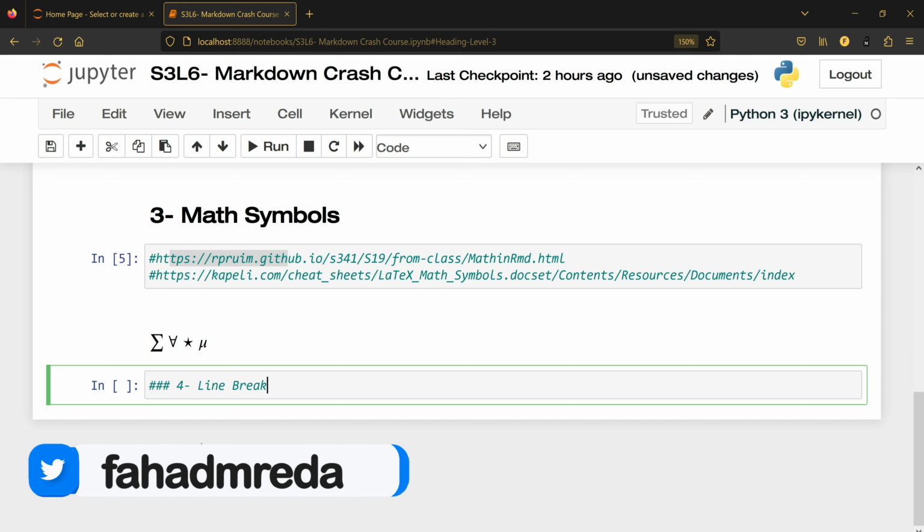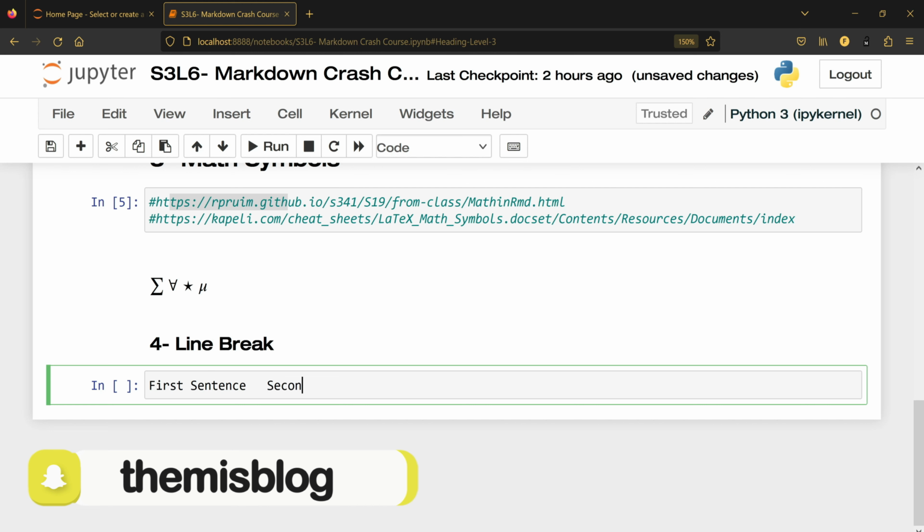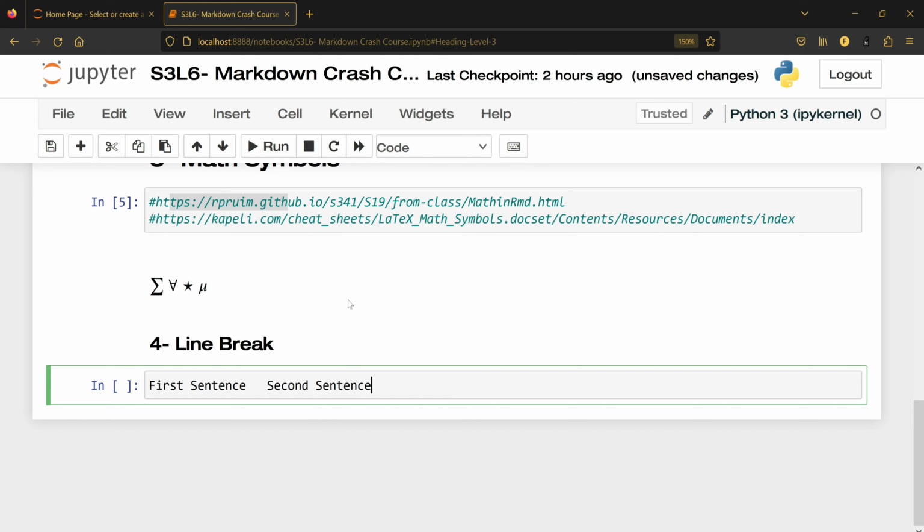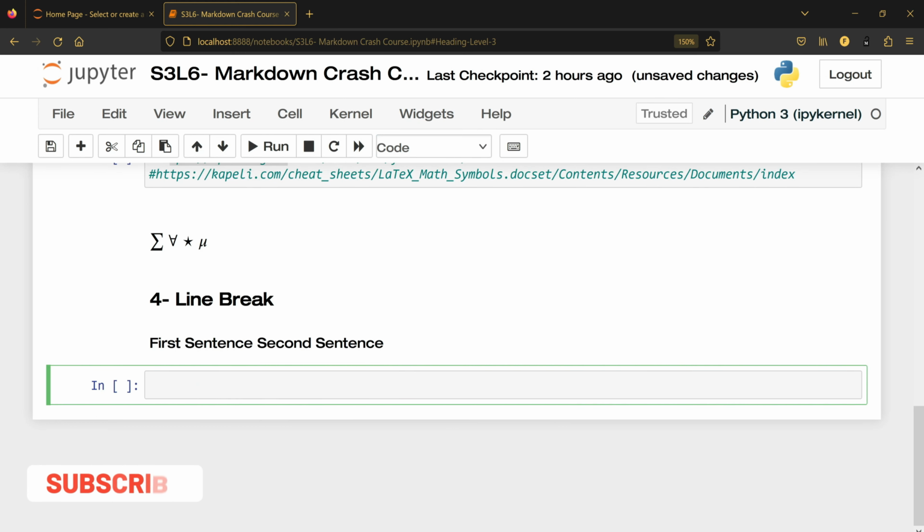So here I'm going to write my first sentence and then second sentence. I'm going to make it Markdown. Shift enter and you will see that they both are in the same line.